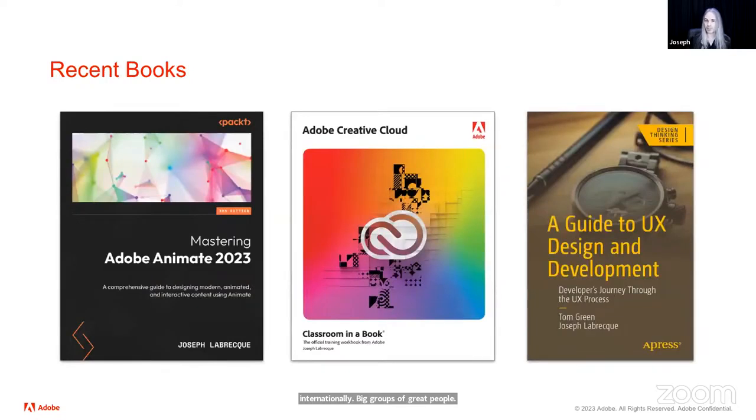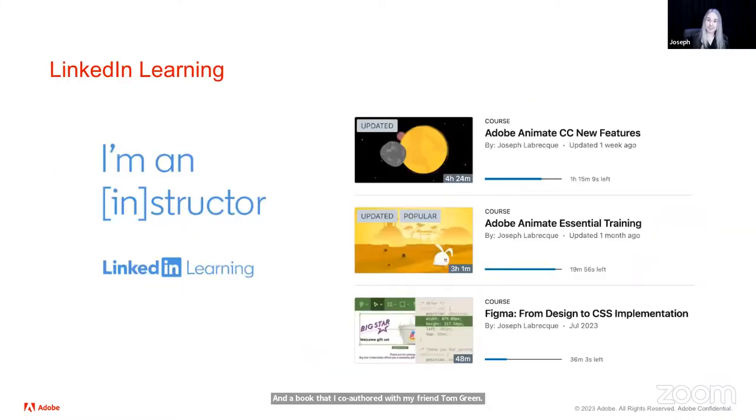A couple of things, some recent books of mine you can see right here. I actually published 3 books within the span of a year. We've got books on mastering Adobe Animate 2023, Adobe Creative Cloud Classroom in a Book, and a book that I co-authored with my friend Tom Green, Guide to UX Design and Development. I'm also a LinkedIn Learning author. I've got a bunch of stuff on Animate and Figma and just general topics, Angular, things like that on LinkedIn Learning. So check that out if you're so inclined.